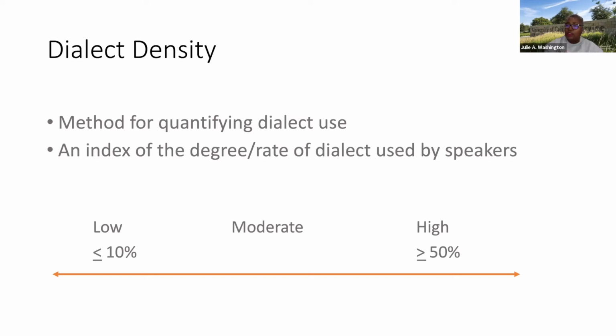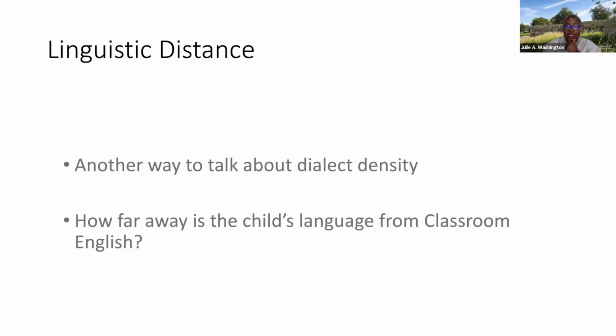So you see, it's a continuum. We've known that for a while, and now we understand the continuum better. Kids who are low on the continuum, where 10% or fewer of their utterances are impacted by dialect, are called low dialect users. At the other end are the high dialect users, for whom more than half of their utterances are impacted by dialect. In the middle are the moderate speakers, who actually tend to look more like the low speakers. In linguistics, they call this linguistic distance. It's just another way to talk about dialect density.